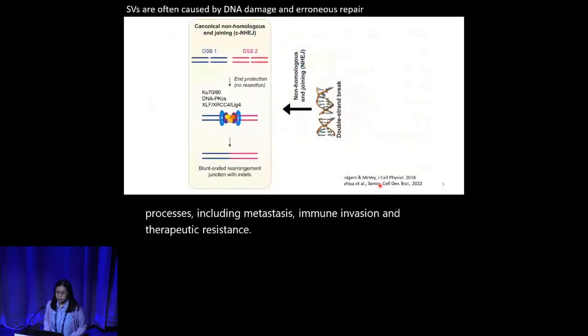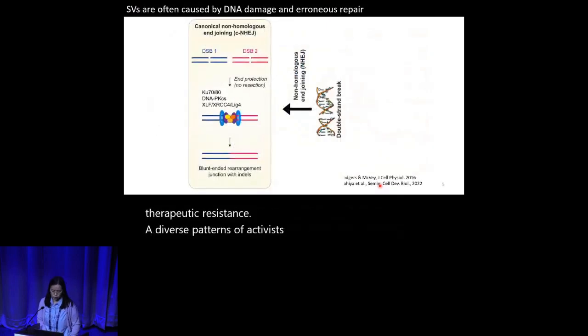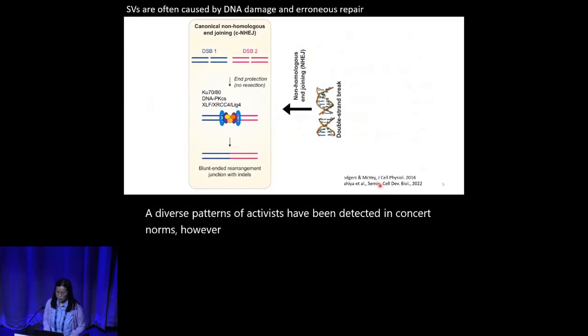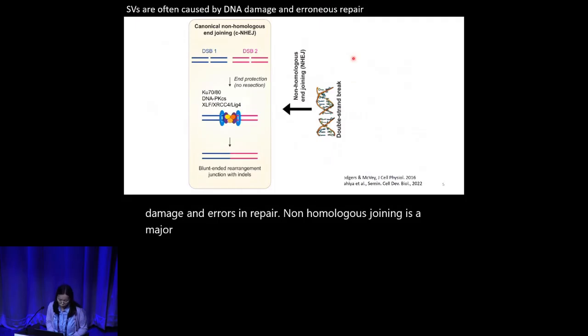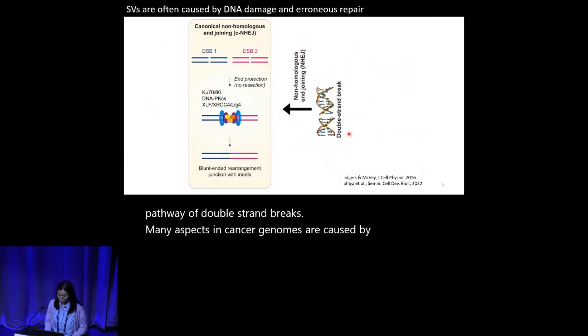Diverse patterns of SVs have been detected in cancer genomes. However, these SVs typically appear as joining of breakpoints. They are often caused by DNA damage and errors in repair. Non-homologous end joining is a major repair pathway of double-strand breaks. Many SVs in cancer genomes are caused by NHEJ.